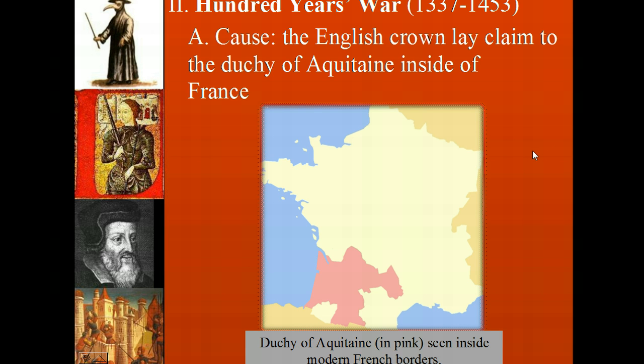So the first thing we're going to talk about then is the immediate cause. The English crown actually lay claim to the duchy, which is this little pink area, the Duchy of Aquitaine, inside the modern French borders. Duchy is kind of like a duke, so where like a county would be a count. And so the English crown lay claim to this territory that's in France. We've seen this intertwined existence between France and England since William the Conqueror in 1066, when he held both the Norman or French crown and the English crown. So we've had this intermittently going on for quite some time.